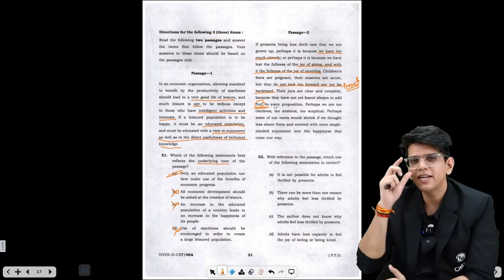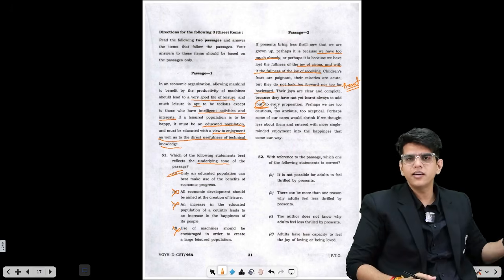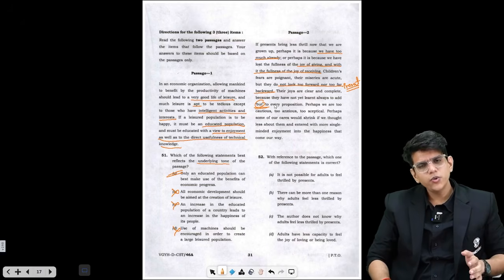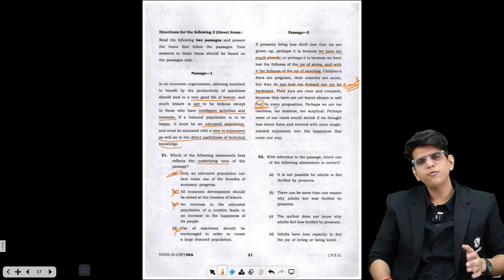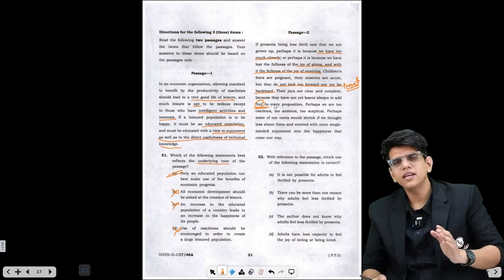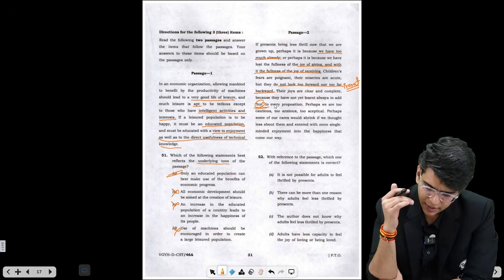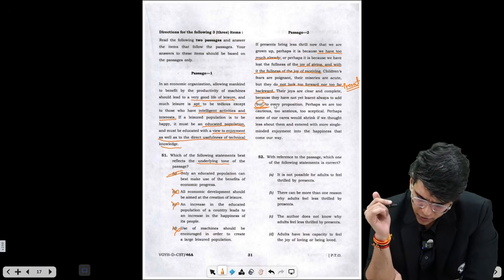So basically it is comparing two things, children with adults. They are saying that adults have less capacity to enjoy now. Why? Because they have more things to do, they worry too much and they add but to every situation and make it worse, right? So let's see, with reference to the passage, which one of the following statements is correct?